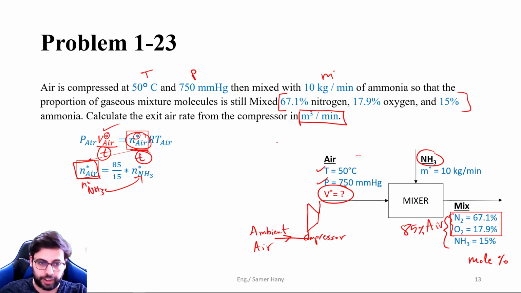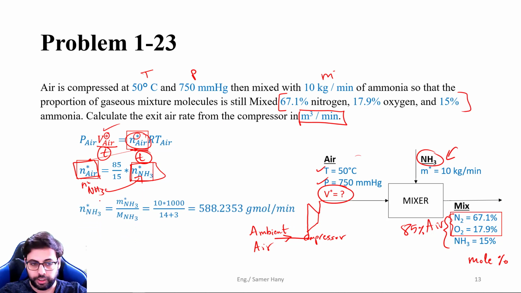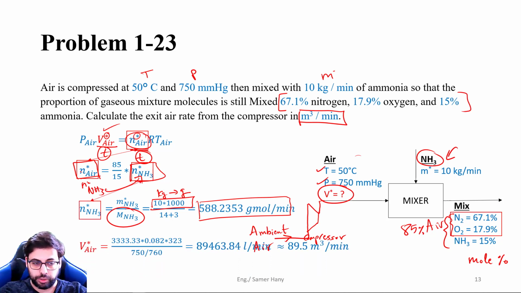But if we think again about where in this particular system we can get a relation to get this molar flow rate or number of moles, we can see in the given that the ammonia flow rate in mass is 10 kilograms per minute. So we can relate the molar flow rate for ammonia to its mass flow rate by just calculating the molecular weight for that ammonia gas, and do not forget to convert kilograms to grams. Okay, and in this step we can get the molar flow rate for ammonia, and then go back and substitute here, get the molar flow rate for air, go back to the first step and substitute in the ideal gas law to get the volumetric flow rate for air.